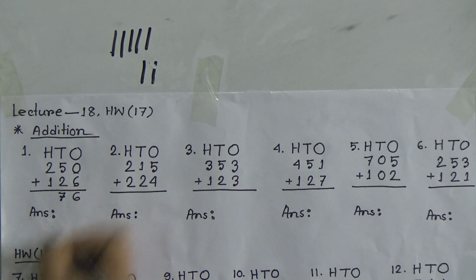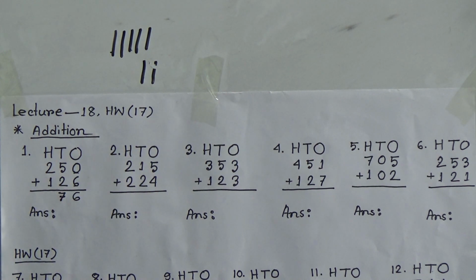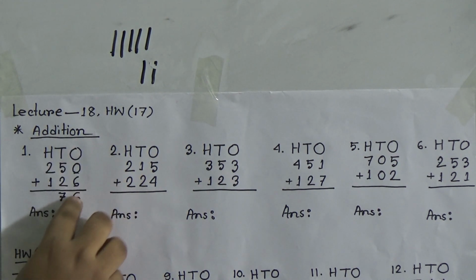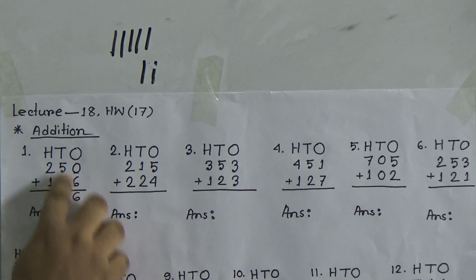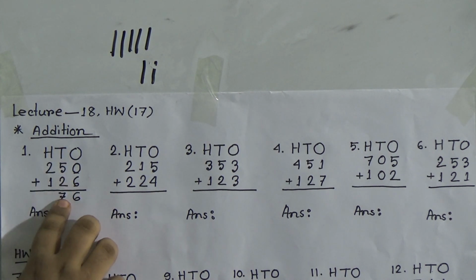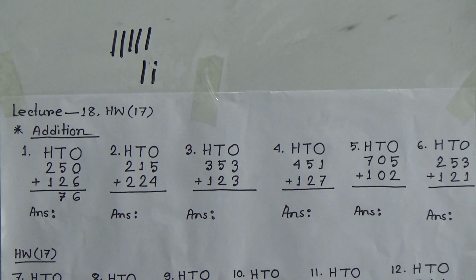My dear students, you must maintain HTO, that means hundreds place, tens place and ones place. In ones place you write the ones place digit, in tens place you write the tens place digit and in hundreds place you write the hundreds place digit. So, our tens place digit is done.